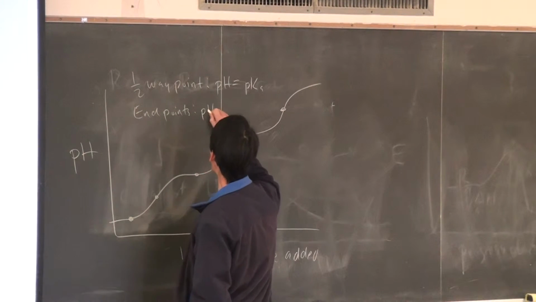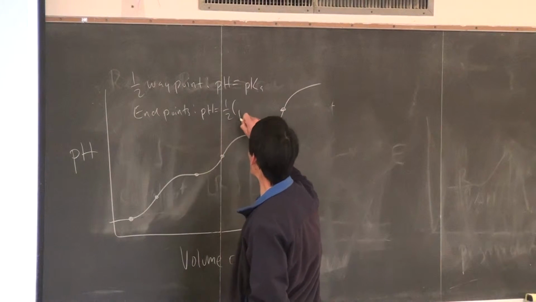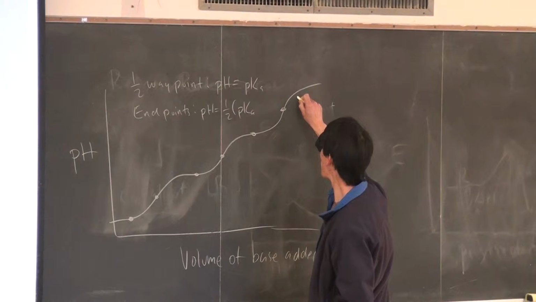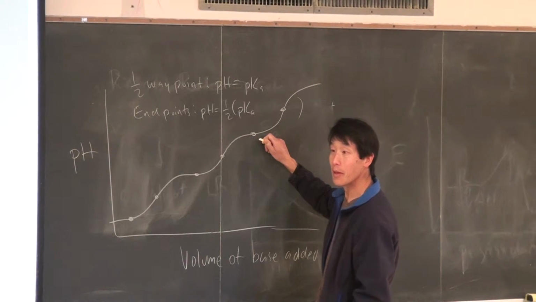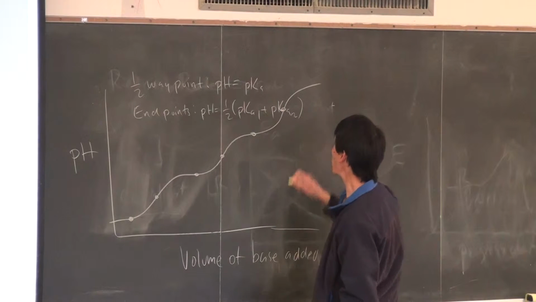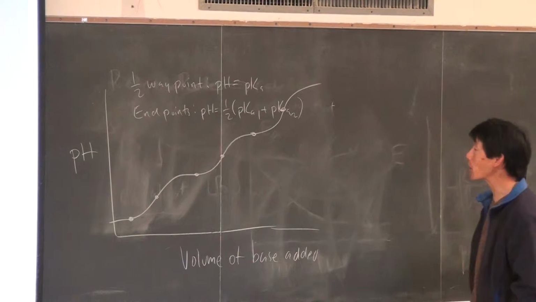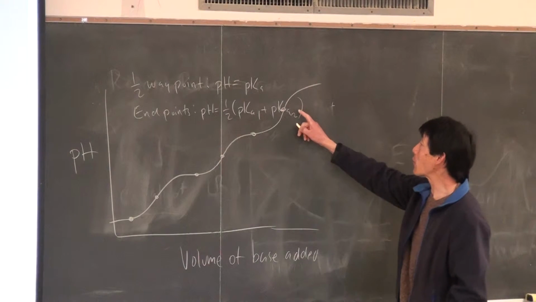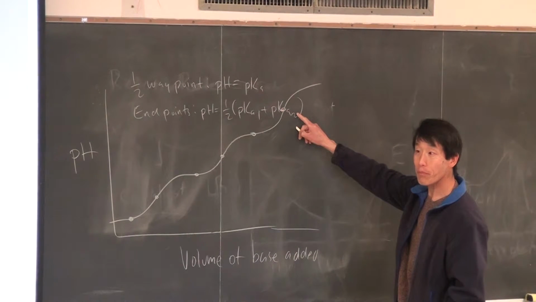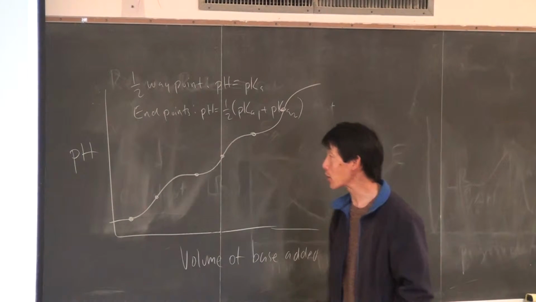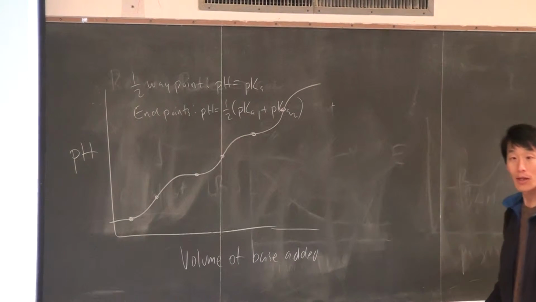We said that pH is equal to 1/2 pKa1 plus pKa2, or it could be 1/2 pKa2 plus pKa3. Then at the last endpoint, we have to use a different formula. And then at the beginning point, we have to use a different calculation.